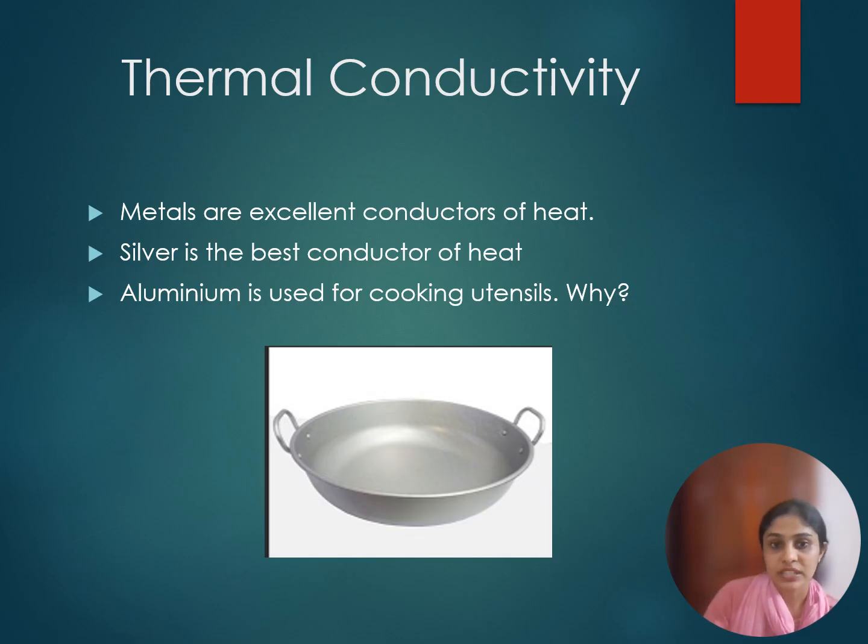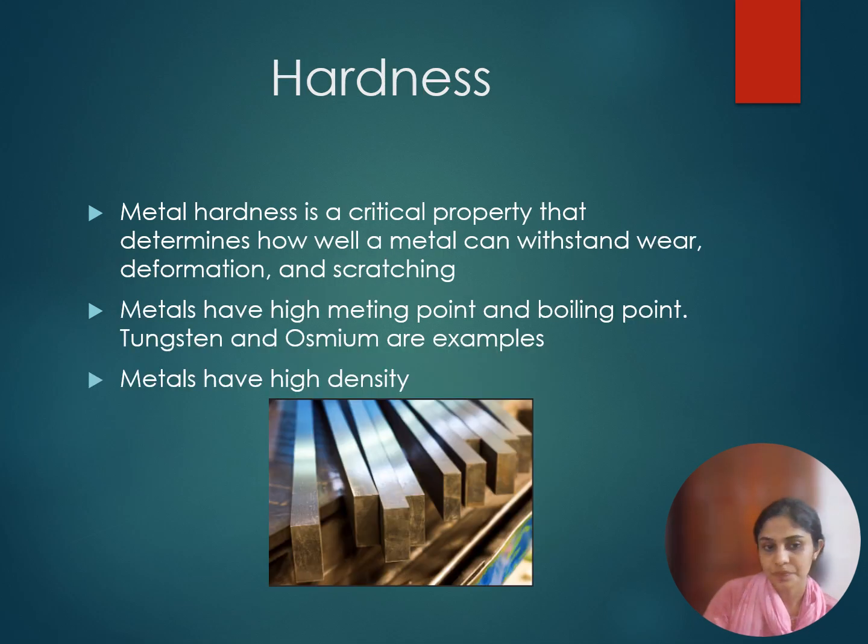The next property is thermal conductivity. Metals are excellent conductors of heat. Silver is the best conductor of heat. Aluminium is used for cooking utensils. Why? Because aluminium is a good thermal conductor.